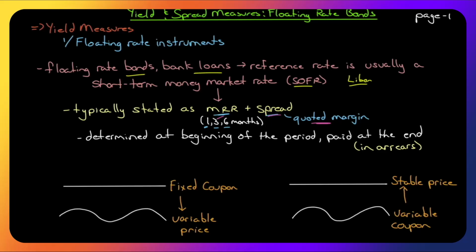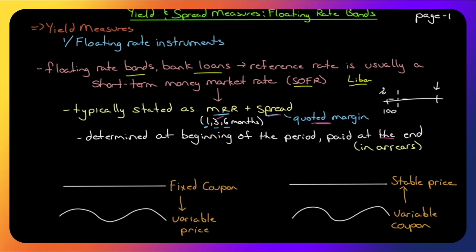The rate is determined at the beginning of the period and paid at the end. Well, that's not surprising, right? When you go to the bank and you deposit $100 and you say, well, what interest rate am I going to get? You're quoted the interest rate today, and then you come back at the end of whatever deposit period and you get your $100 plus your interest.